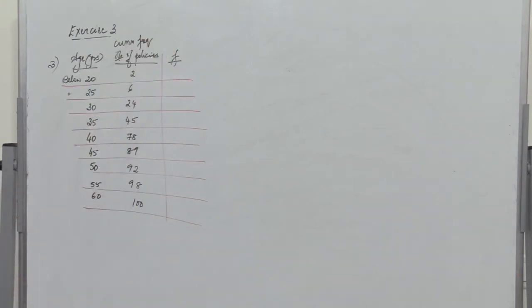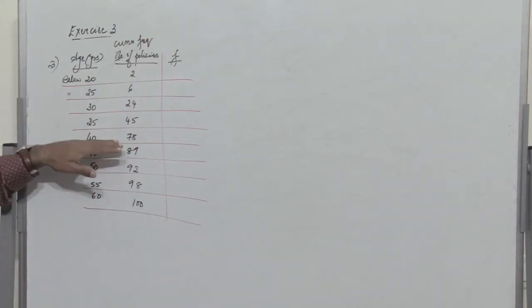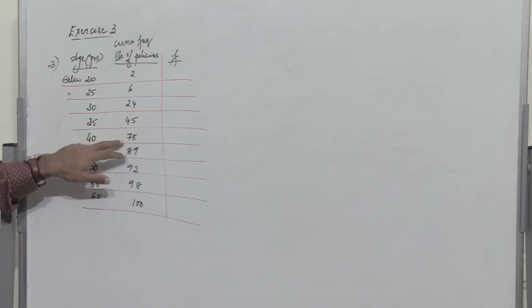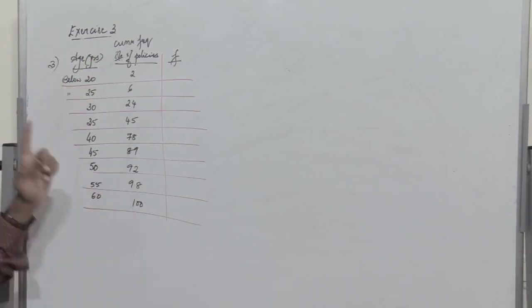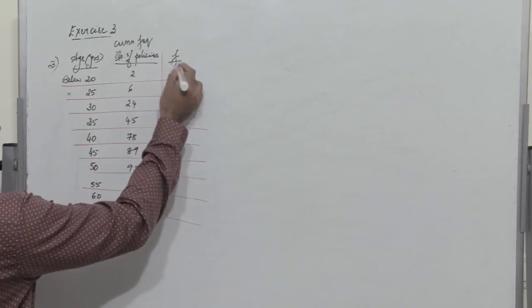So when I say below the age of 40, the insurance agent has 78 policies, it also includes all the policy holders aged below 35, 30, 25 and 20. So this column represents the cumulative frequency. So now I need to find the frequency itself. So how do I find the frequency? So for the first case, below 20 is 2.